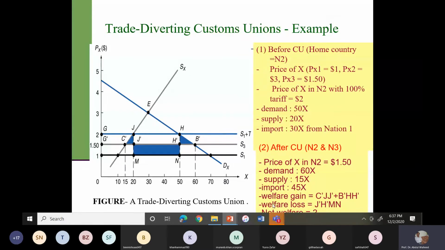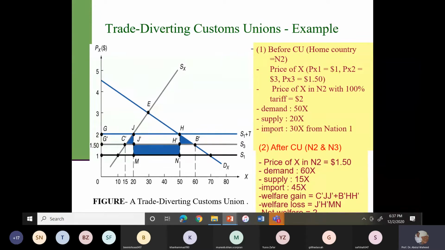But there is also a welfare loss, which is this area. This area is the welfare loss. J prime, H prime, M, N, this rectangle. Now the question is, what is the net welfare of this nation if there is a formation of custom union with the high cost provider by this nation?